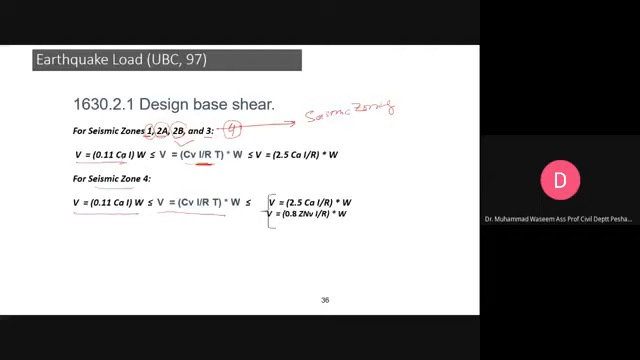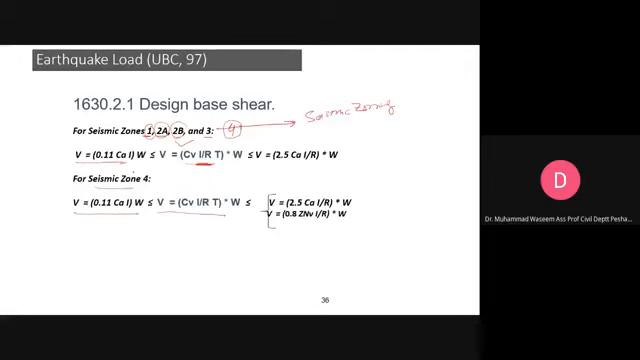Okay, there is a lower bound, there is an upper bound. So for example, if your building is located in zone 4, then you have to use this formulation. Okay, but you have to multiply a factor with the weight. R is the response modification factor, I is the importance factor, T is the fundamental time period of the building, and CV and CA are the acceleration and the velocity coefficients which you can obtain from the code.